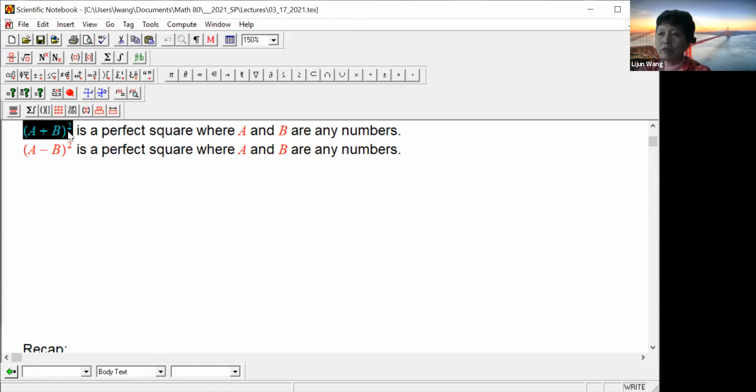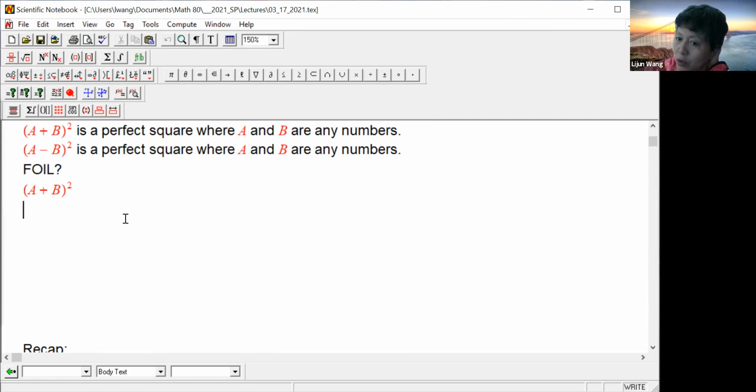Now, have you guys learned the word FOIL? Okay, so can you FOIL this? Can you FOIL A plus B squared?